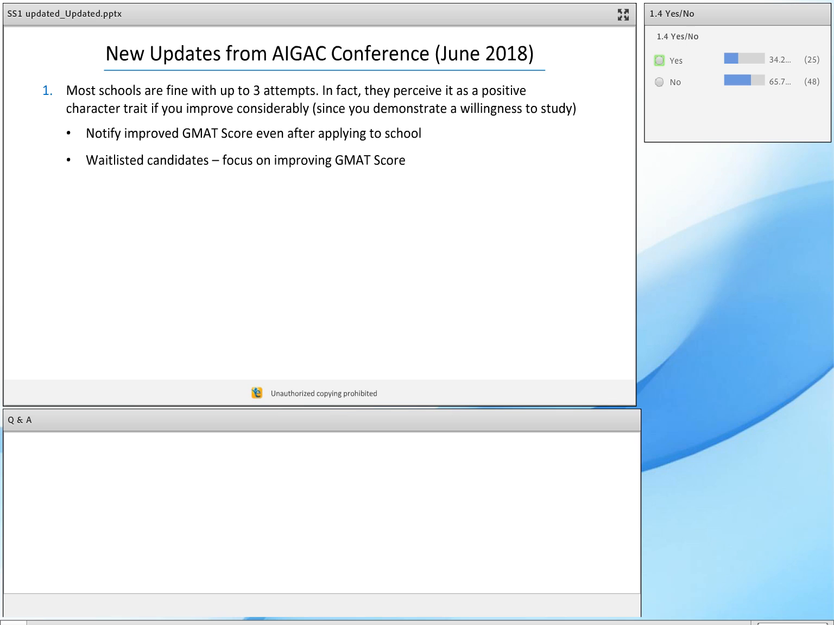One of the other guys really said, "Hey, if you've applied to a school and then you've improved your GMAT score, let us know. If you've been waitlisted, definitely work on improving your GMAT score." And again, one of the other admission directors said, if you've been waitlisted, you have a 4-month span. What else can you do in that 4-month span?